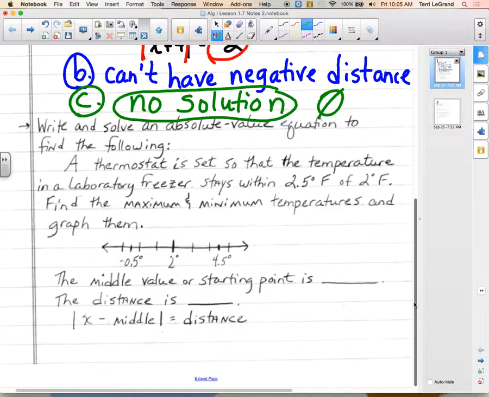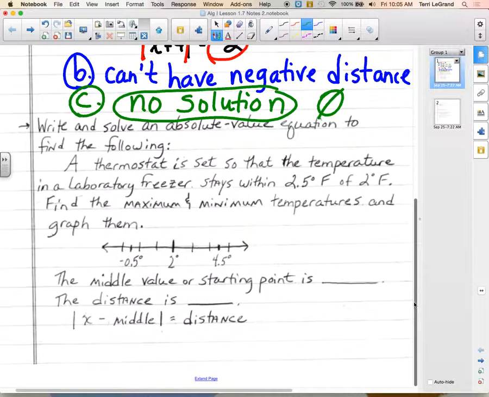So what's the ideal? What do they really want the temperature to be at? 2 degrees Fahrenheit, right? But they're willing to what? Let it go 2.5 degrees lower, let it go 2.5 degrees higher, right? It says within 2.5 degrees. So it can vary from 2 degrees Fahrenheit, it can go 2.5 degrees that way, it can go 2.5 degrees this way.